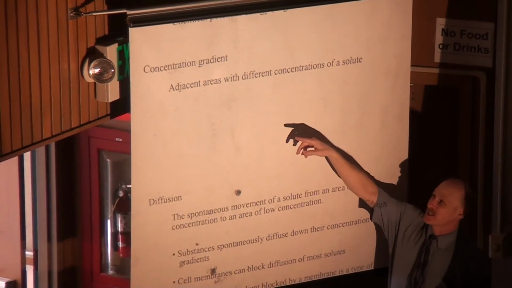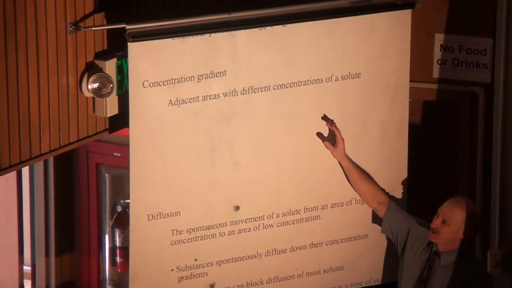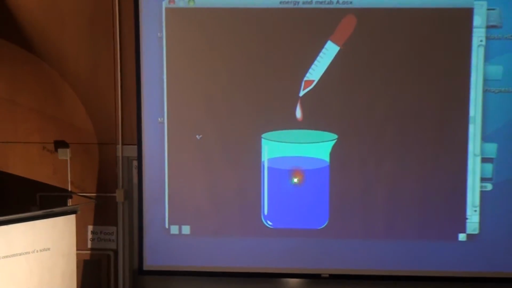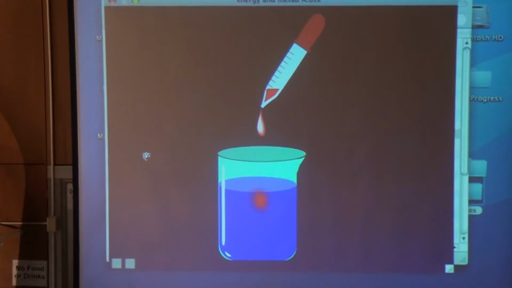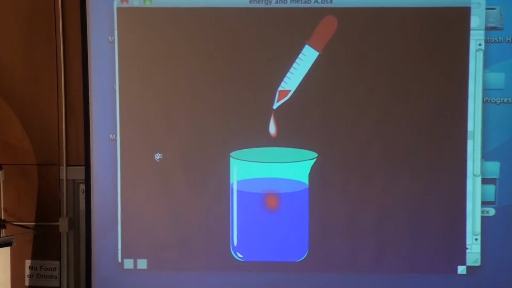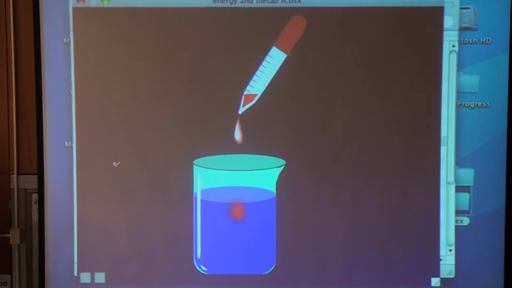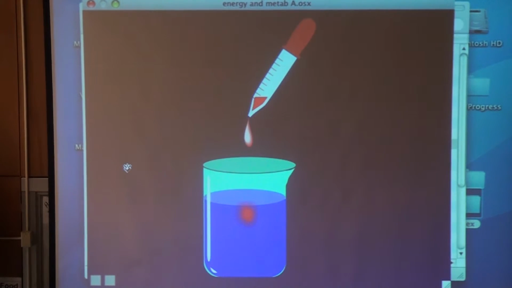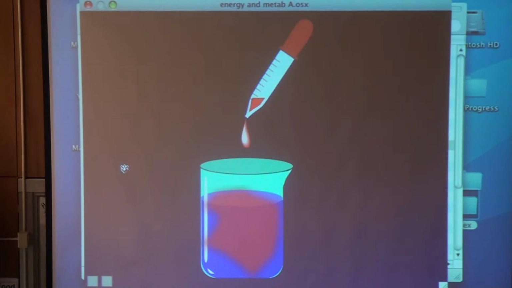Anytime there are adjacent areas or neighboring areas with very different concentrations of a solute, that is a concentration gradient. And so you would just say that they're at a high concentration here and the solutes are at a low concentration there, and that's a gradient from high to low. Now, if we just let that drop of ink in the water sit there for a few minutes, you know what's going to happen. It's going to spread out a little further, and then a little further still.